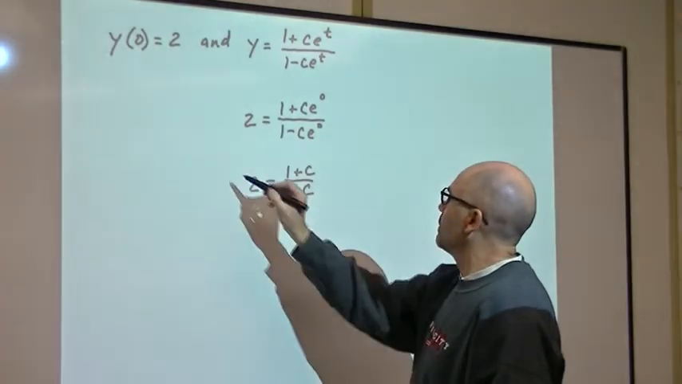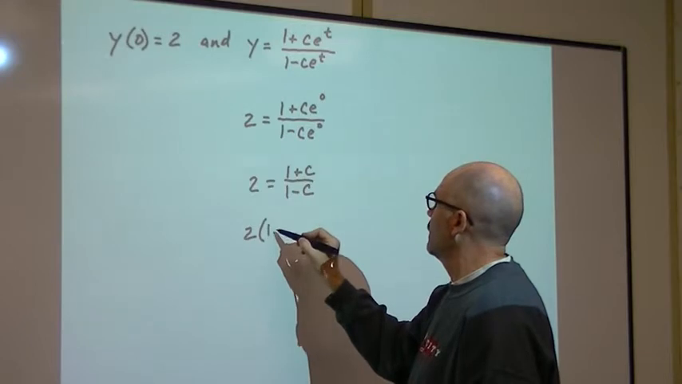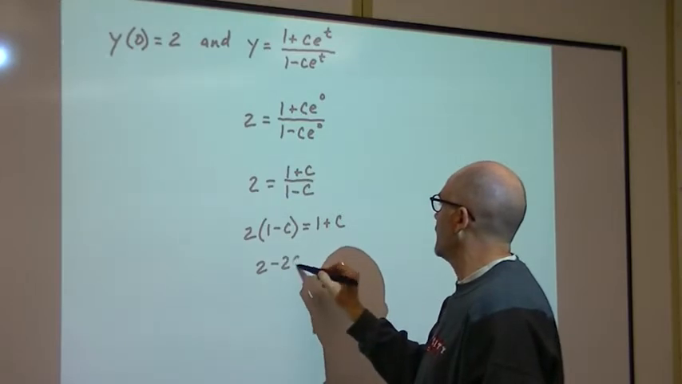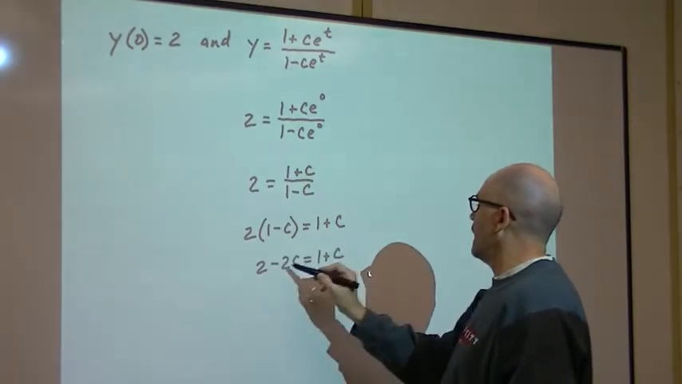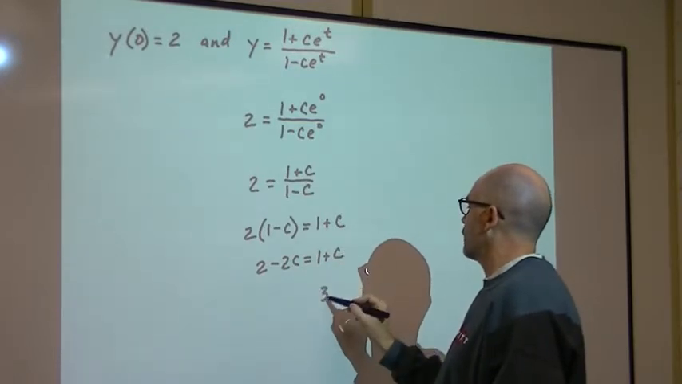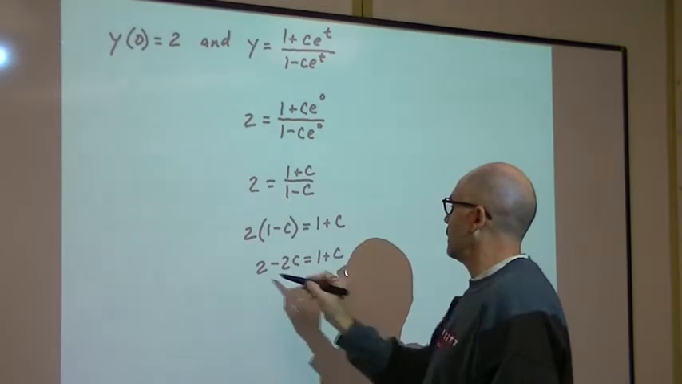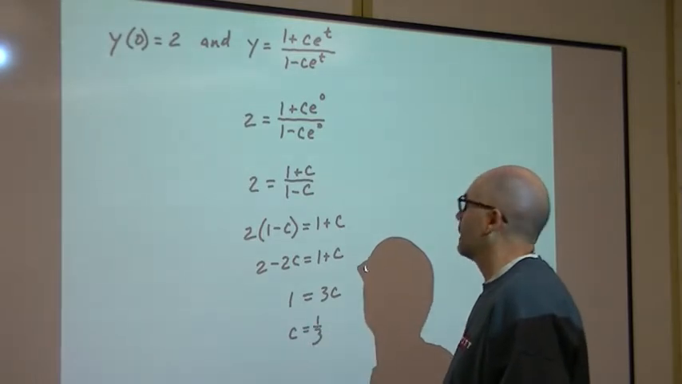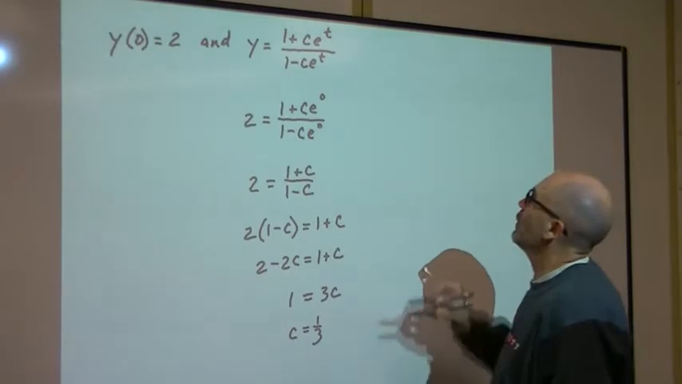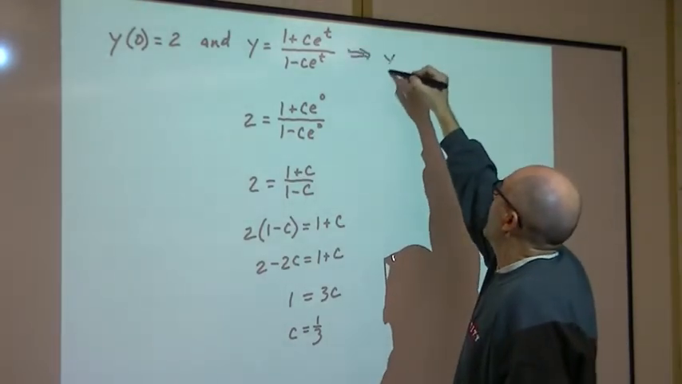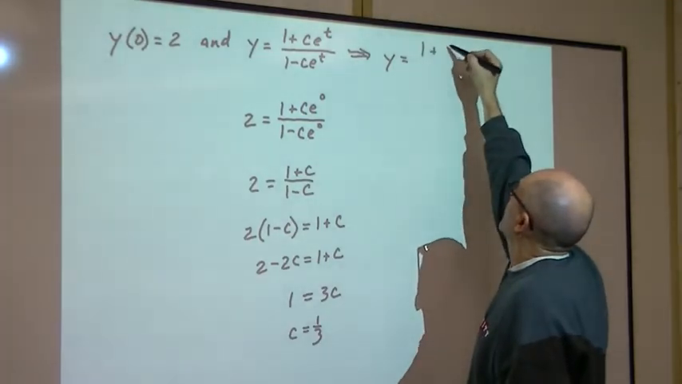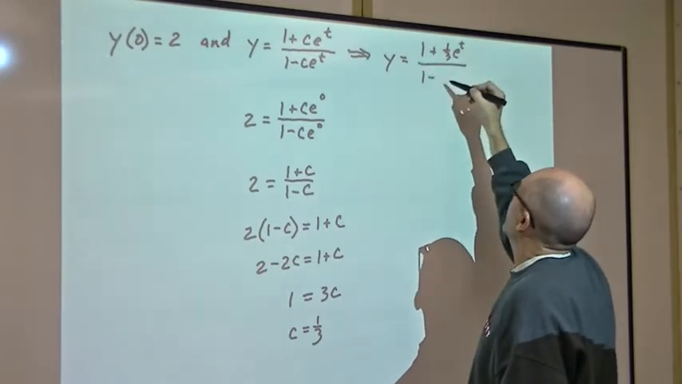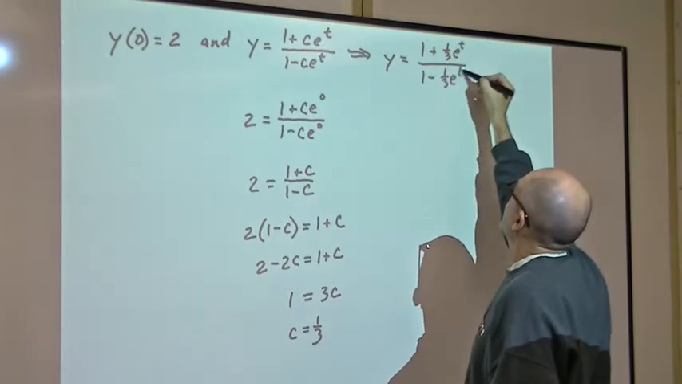So if I multiply the 1 minus C to the left, 2 times 1 minus C equals 1 plus C, which means 2 minus 2C equals 1 plus C. Now let's add the 2C over here. So we have 3C equals, and we'll subtract 1 from both sides. So 3C equals 1. That means C equals 1/3. Okay, so if C equals 1/3, then what that tells us is y equals 1 plus 1/3 e to the t over 1 minus 1/3 e to the t.